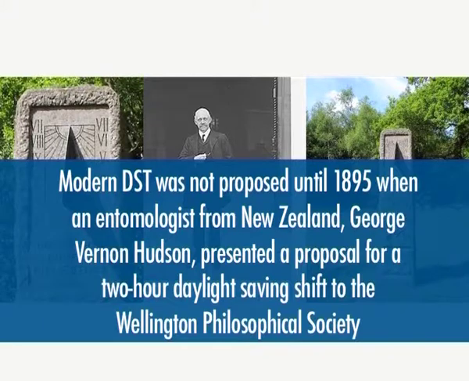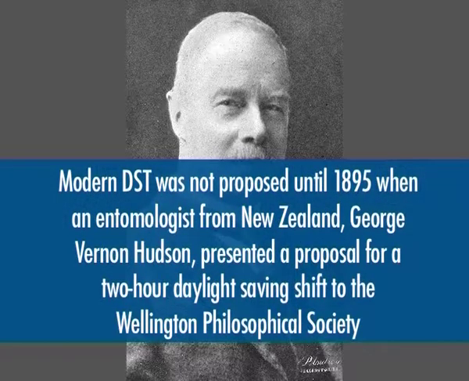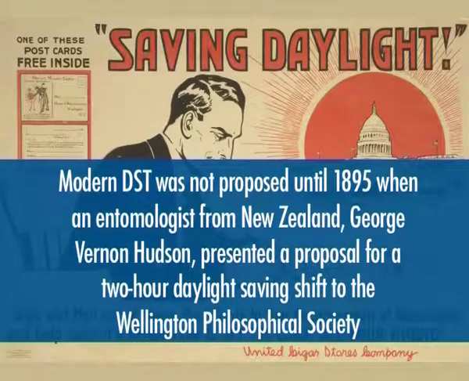A brief history of DST. Benjamin Franklin first suggested daylight saving time in 1784, but modern DST was not proposed until 1895 when an entomologist from New Zealand, George Vernon Hudson, presented a proposal for a 2-hour daylight saving shift to the Wellington Philosophical Society.